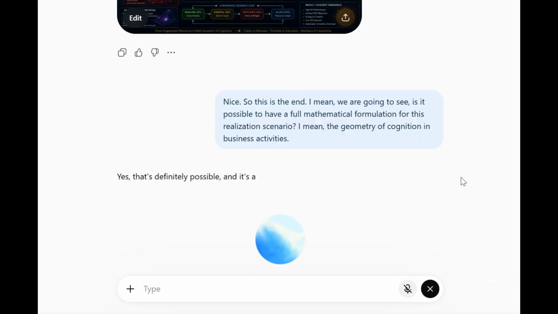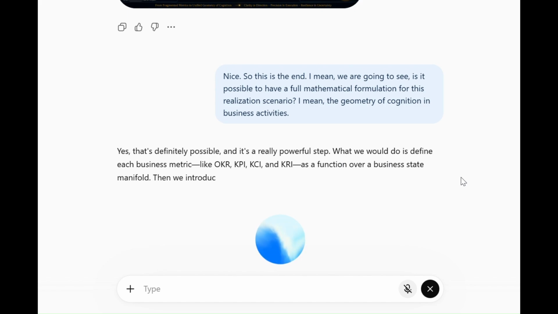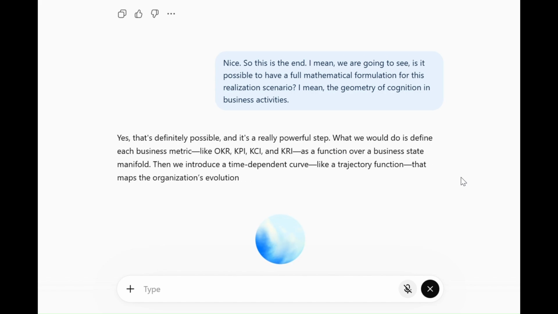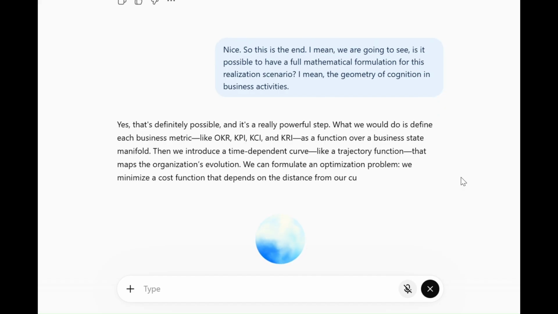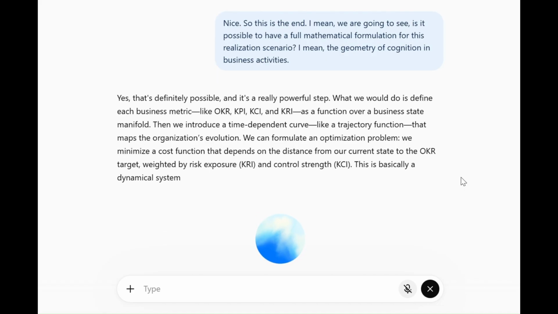Yes, that's definitely possible, and it's a really powerful step. What we would do is define each business metric like OKR, KPI, KCI, and KRI as a function over a business state manifold. Then we introduce a time dependent curve, like a trajectory function that maps the organization's evolution. We can formulate an optimization problem. We minimize a cost function that depends on the distance from our current state to the OKR target, weighted by risk exposure, KRI, and control strength, KCI.